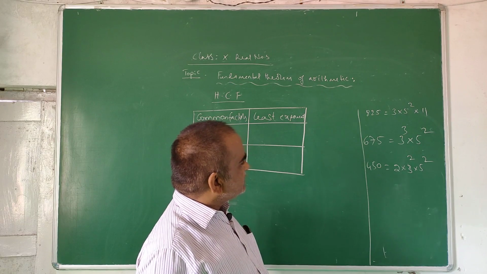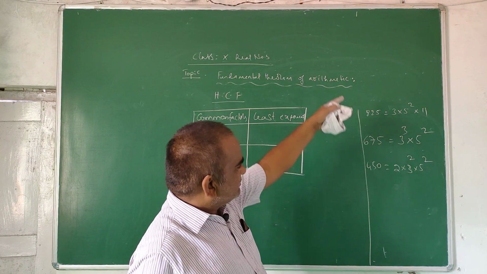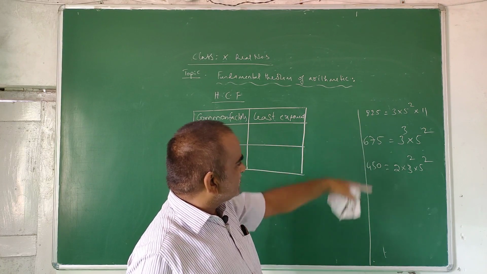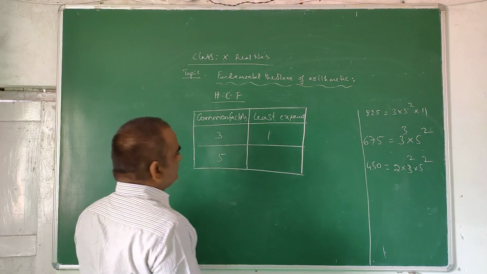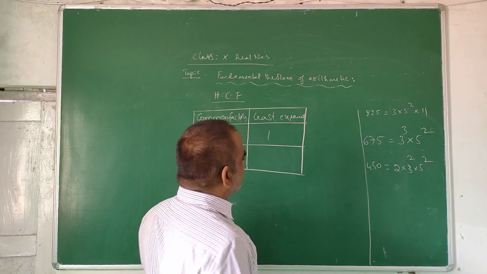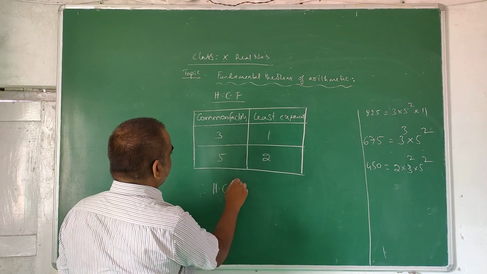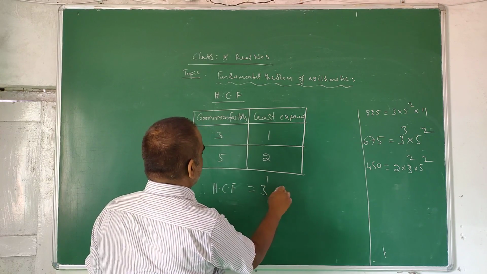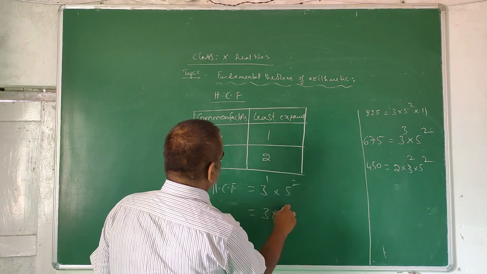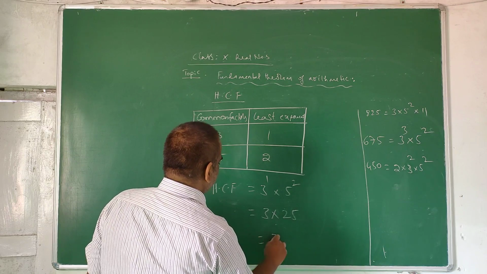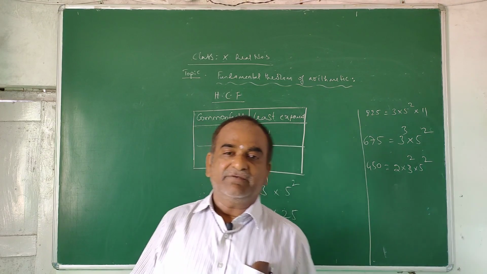And for 3, the least exponent you are seeing is 1. You see, there is 1, here is 2, here is 3. Among 1, 2, 3, 1 is least. So the least exponent of 3 is 1 and the least exponent of 5 is 2. Therefore, the HCF of these three numbers would be 3 raised to the power 1 into 5 raised to the power 2, which is equal to 3 into 25, which is 75. So HCF of those three numbers is 75. Understood?